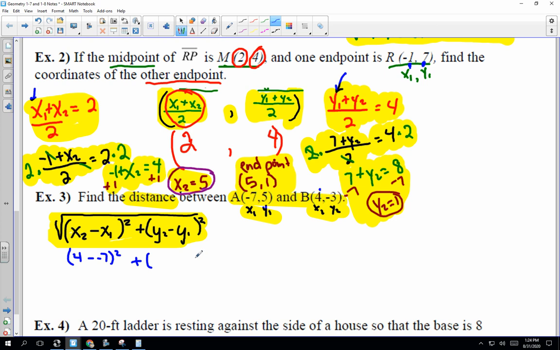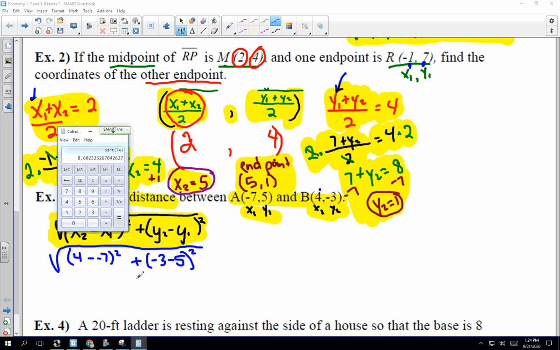Y2 is -3. Y1 is 5. We got to make sure we square root the end result. Okay, so now we're going to grab our calculators. We're going to go 4 minus -7. It's 11.